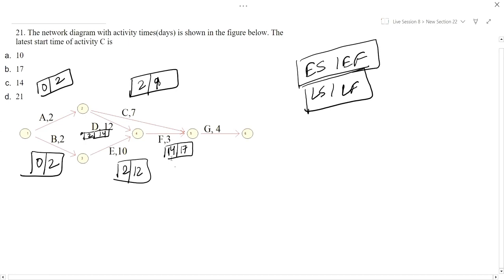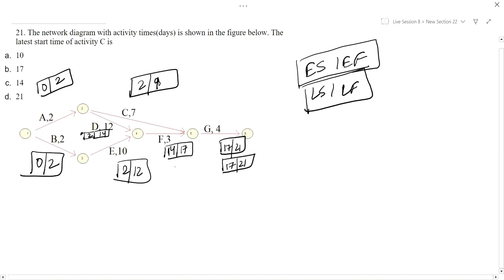Okay. Now for activity G, we will see that it is 14, 7, 9, 17 and 12. Out of this we will take into account 17 is the maximum, so 17. Now 17 plus 4 is 21. It is the early finish time. Again we will now go backwards. Now for activity G, the late start time is 17 and the late finish is 21.